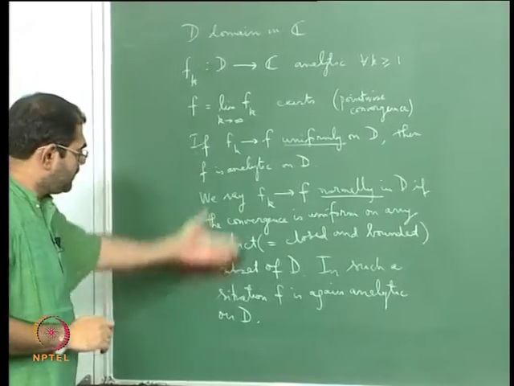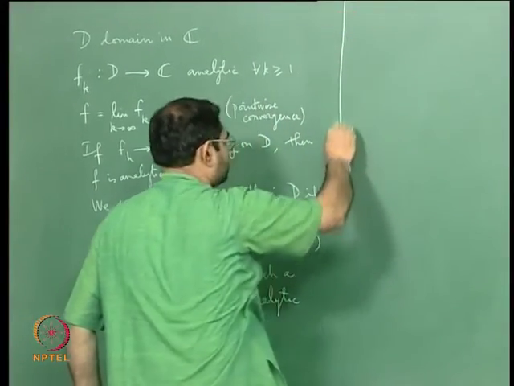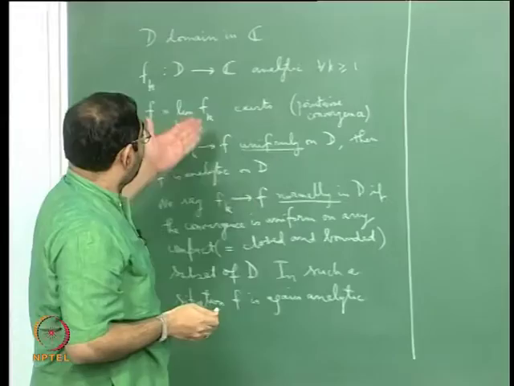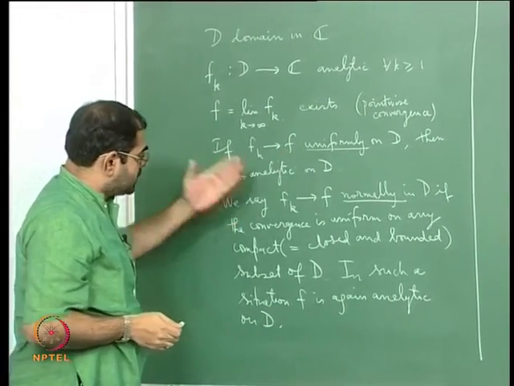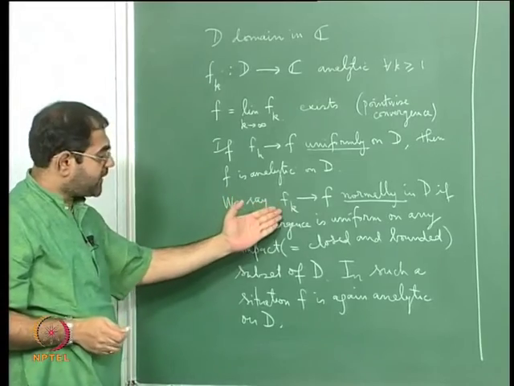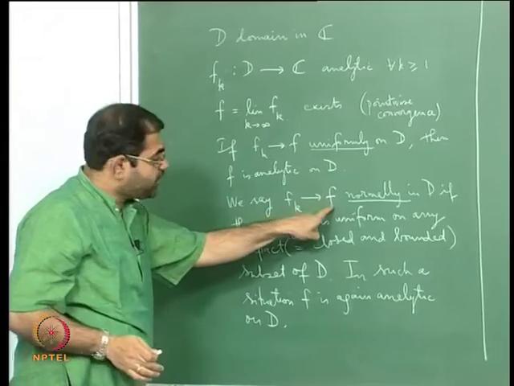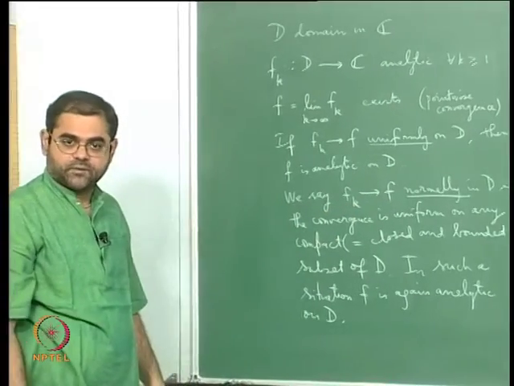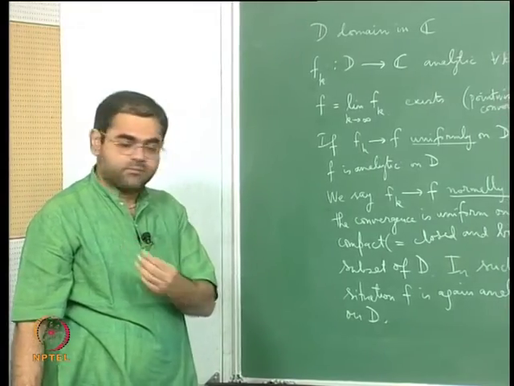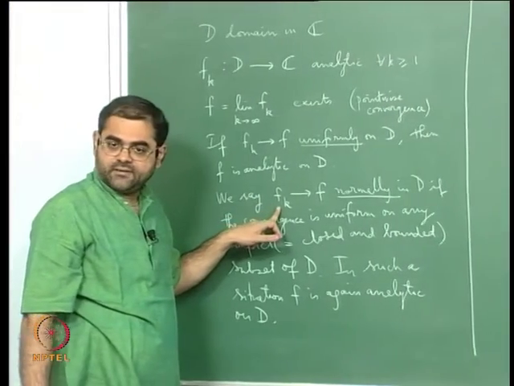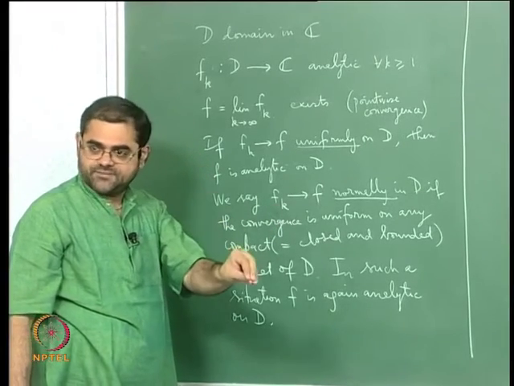So having looked at this, of course, what is our aim? Our aim is actually to show that in this situation, that is, if you have a sequence of analytic functions converging to f normally in a domain, then if you give me a 0 of the limit function, that 0 is obtained from zeros of the functions in the sequence by convergence.